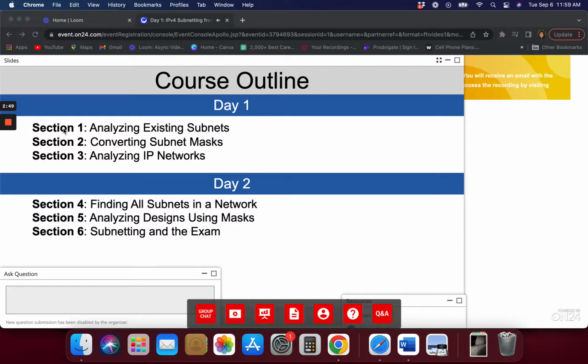Then tomorrow, we'll talk about, hey, let's start with, say, a private Class A network 10. How do I subnet that? What would the subnets be if I chose a particular mask? And then we'll talk about some design choices you can make having to do with choosing what mask to use when you're planning a new project.